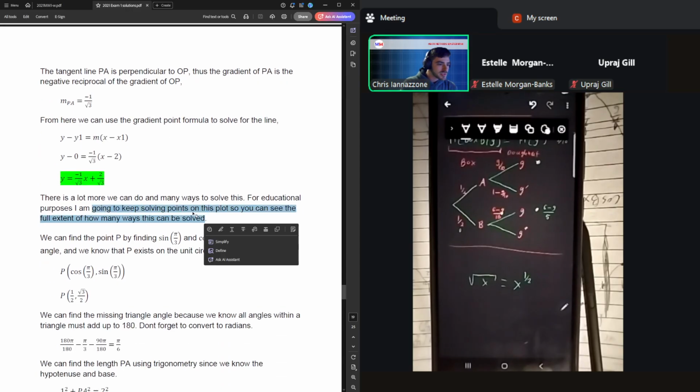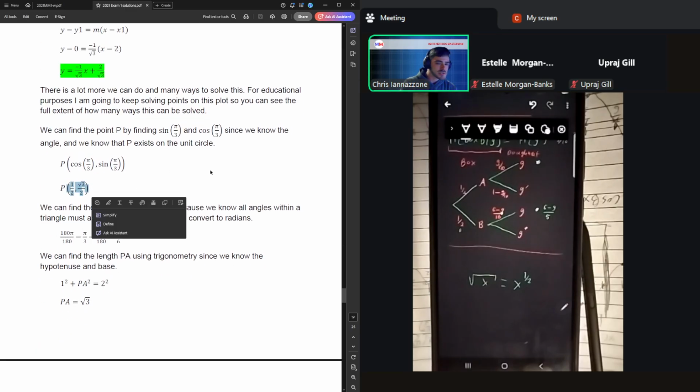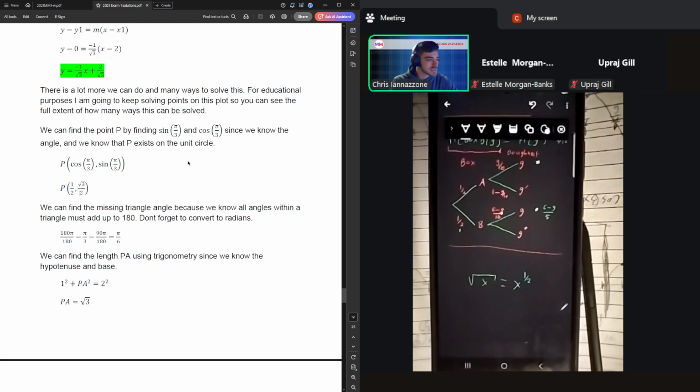You could solve this entire thing, right? You could do the sine and cosine of those angles to get the x and y coordinate of P. That could be another way that you do your gradient point formula. You have 2 points instead of point and gradient.